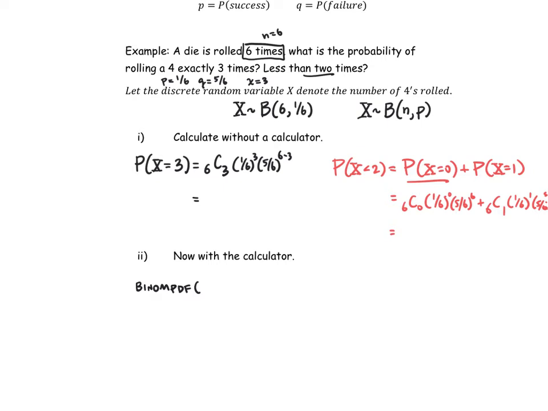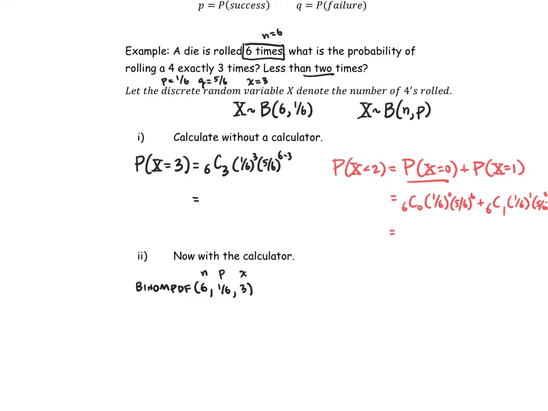Okay, Binomial PDF asks you for the number of trials n, so we're going to put a 6. Then it asks for the probability of success, which is 1/6. So that'd be p, which is 1/6. Then what you want is the X value. The X value that we want is the number of successes, which we would say is 3.